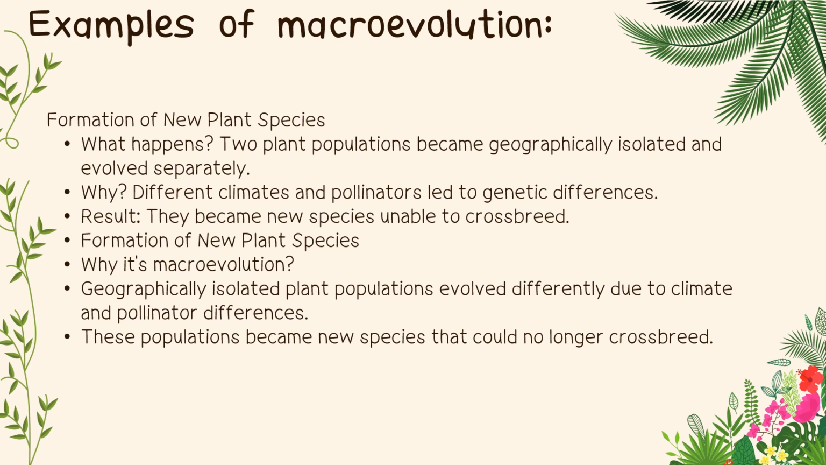Examples of macroevolution. Formation of new plant species. What happens? Two plant populations become geographically isolated and evolve separately. Why? Different climates and pollinators led to genetic differences. Result: they became new species unable to crossbreed. Why? It's macroevolution. Geographically isolated plant populations evolved differently due to climate and pollinator differences. These populations became new species that could no longer crossbreed.